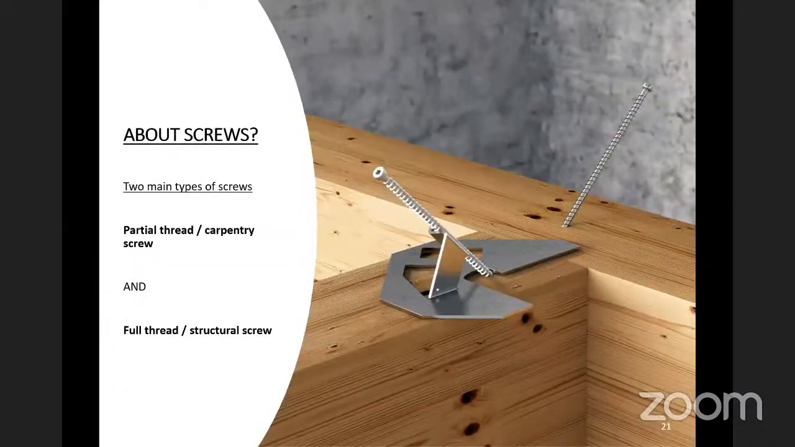To tell you about screws, because in fasteners we supply screws, plates, membranes, epoxy and all this. Just to give you some technical idea about screws, what you need to consider when working with screws or requesting them. Majorly, screws are divided into two broad categories: partial threaded screws and full threaded screws. Most of the time, partial threaded screws are used for carpentry applications, but full threaded screws we always use for structural applications.